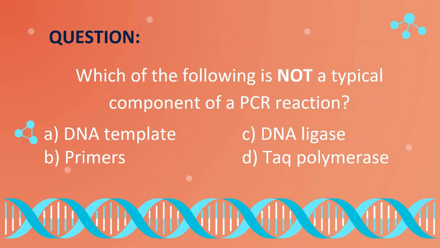A, DNA template. B, primers. C, DNA ligase. D, Taq polymerase. Of course, if you can still remember our ingredients kanina. Of course, DNA template is present, check. Primers are present in the process of annealing. And then we also have your Taq polymerase.